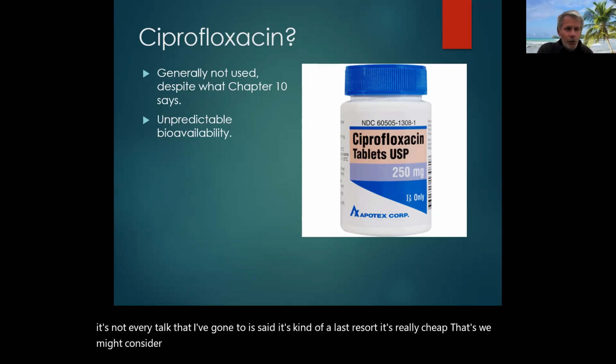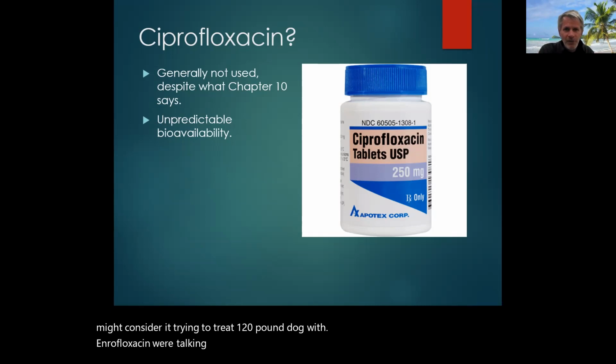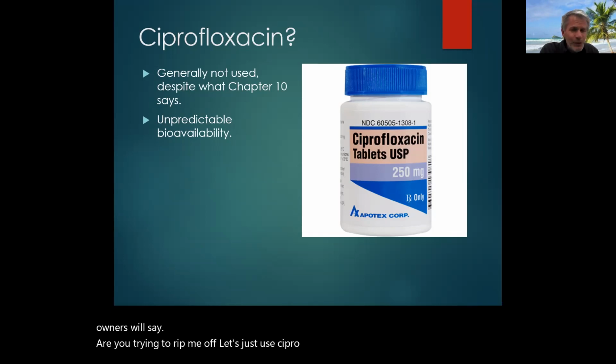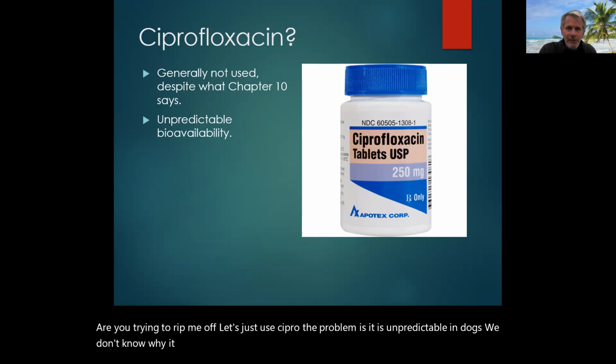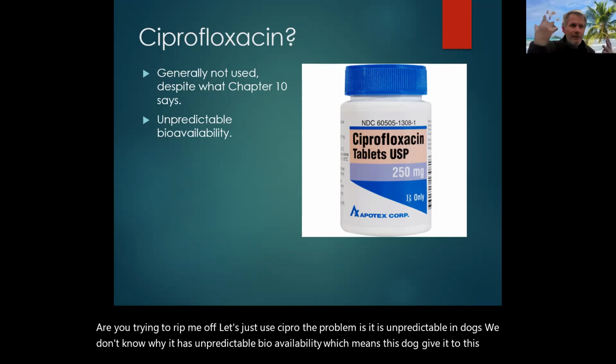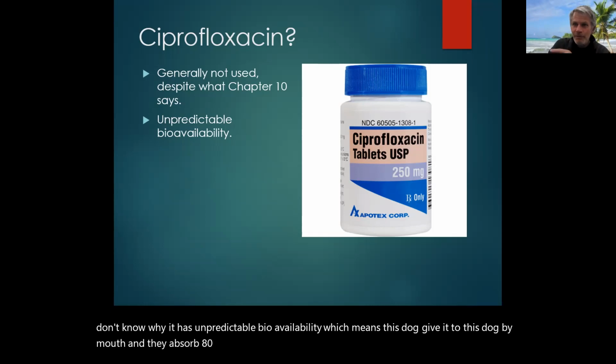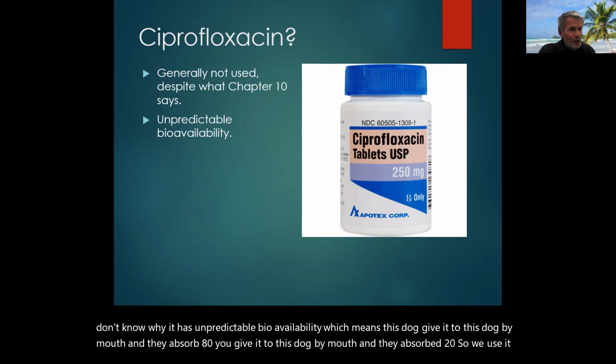Trying to treat a 120-pound dog with enrofloxacin, we're talking hundreds of dollars. Ciprofloxacin is probably 20 bucks. It's cheap, and owners will say, "Are you trying to rip me off? Let's just use Cipro." The problem is it is unpredictable in dogs. We don't know why. It has unpredictable bioavailability, which means this dog, who you give it to by mouth, absorbs 80%. You give it to this dog by mouth, and they absorb 20%. So we use it as a last resort, and we tell owners it might not work.